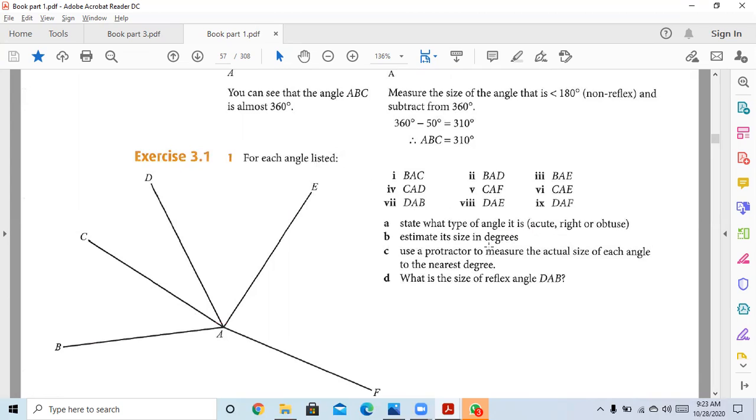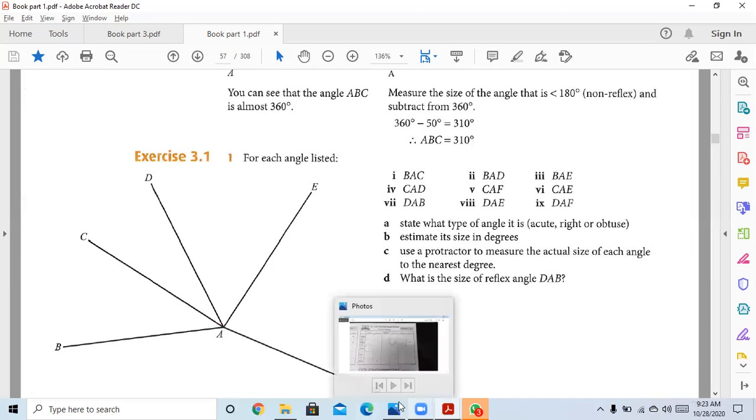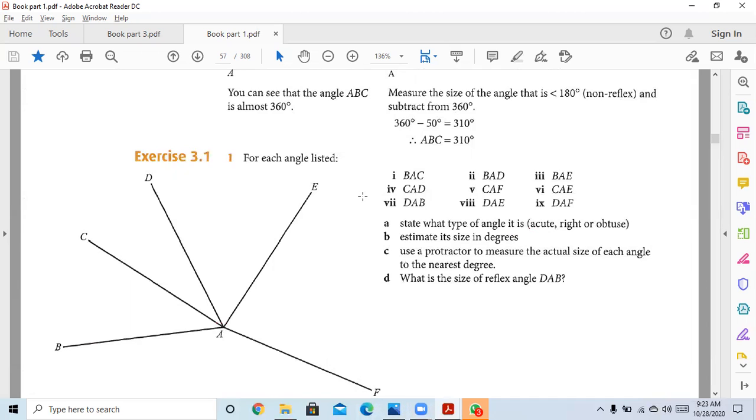Here it will tell us whether it's an acute, right or obtuse angle. This one is an acute angle because it's less than 90. The next one is BAD, B, A and D. This is also an acute angle. BAE is the obtuse angle, and only FAE or EAF is a right angle. And there is one more, CAE or EAC, that is also a right angle.